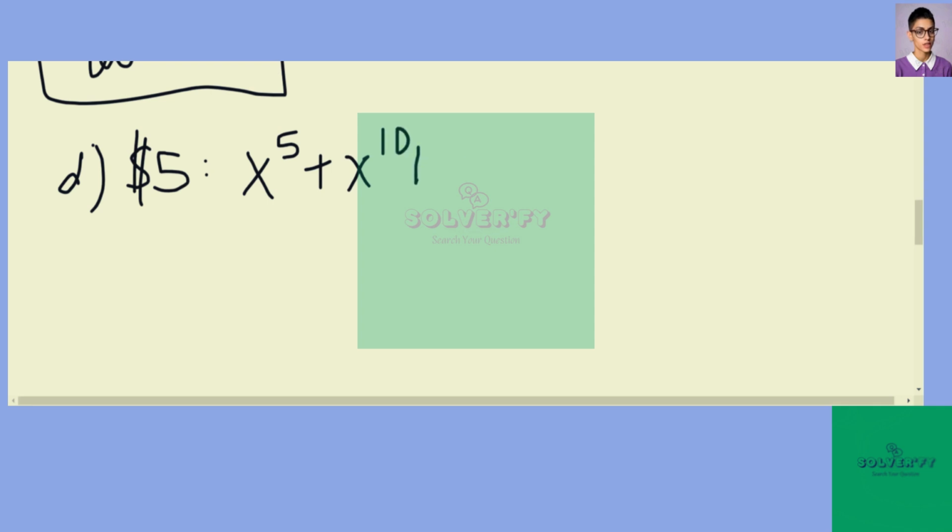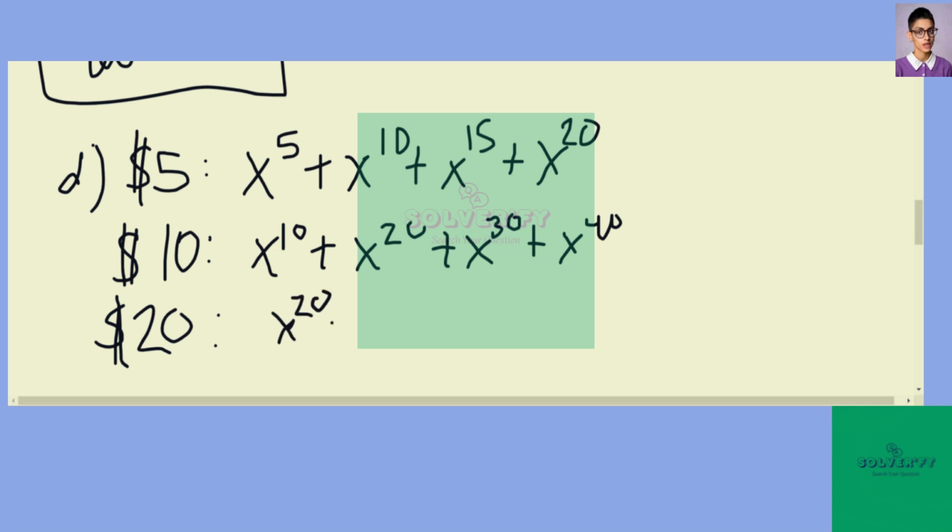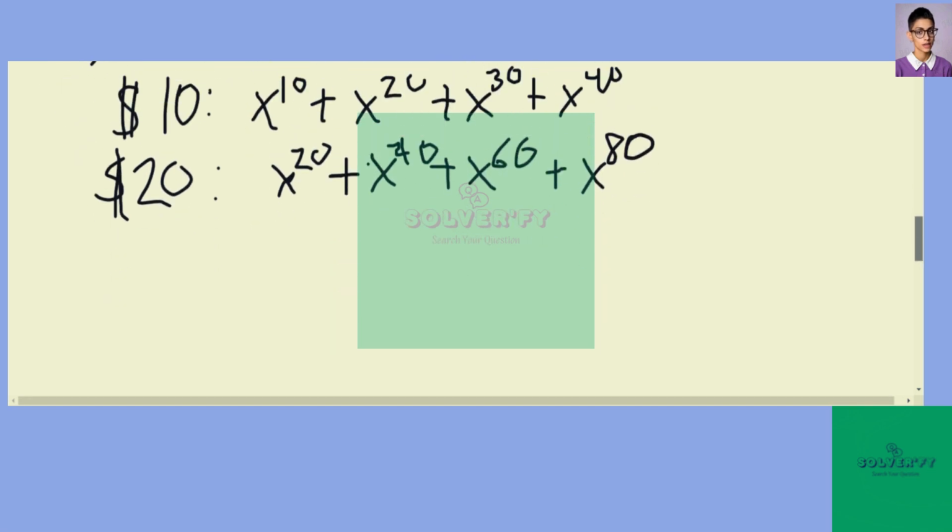So x to the 5th plus x to the 10th plus x to the 15th plus x to the 20th. Likewise, for the $10 bill, we have x to the 10th plus x to the 20th plus x to the 30th plus x to the 40th. And for the $20 bill, we have x to the 20th plus x to the 40th plus x to the 60th plus x to the 80th. And we have that the total generating function is the product of these three generating functions.